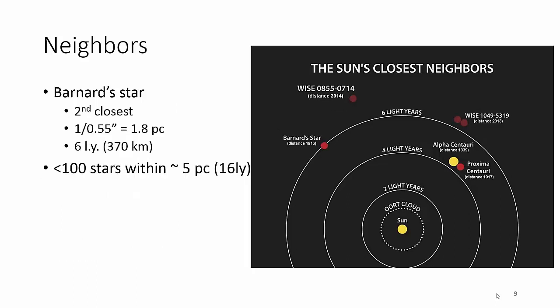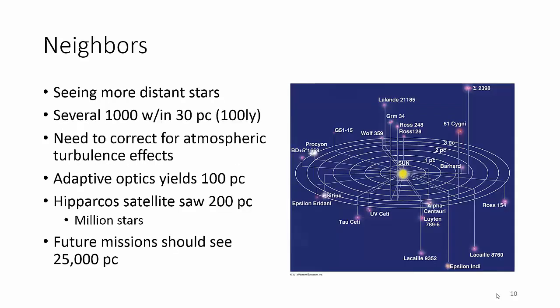Barnard's star. That's the second closest star, 6 light years away, which actually means 1.8 parsecs from us. Now what's interesting is within 5 parsecs, so that's 16 light years, there's less than 100 stars in 16 light years. Okay, so if you want to look at more stars, you obviously have to go further out. There's actually several thousand within 30 parsecs, which is 100 light years away.